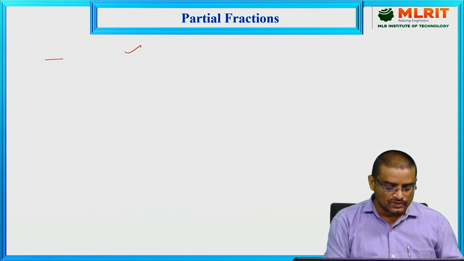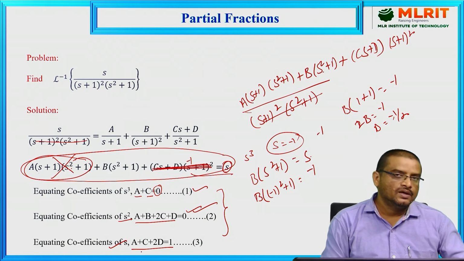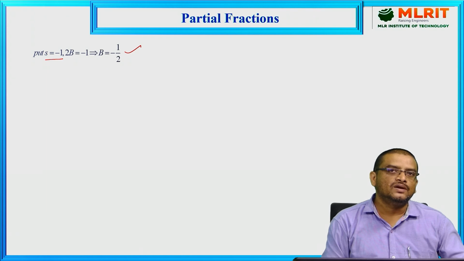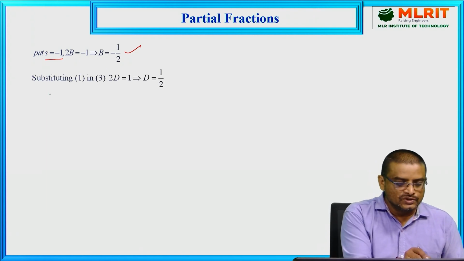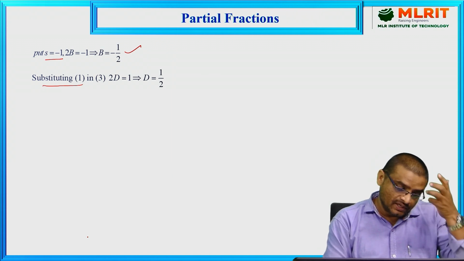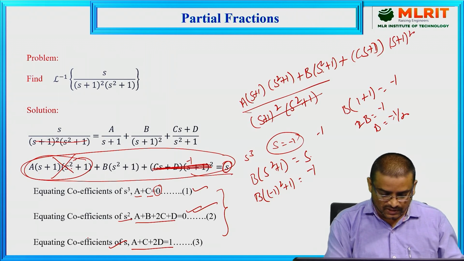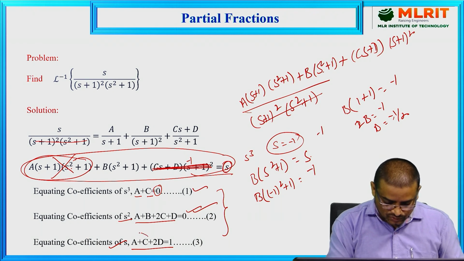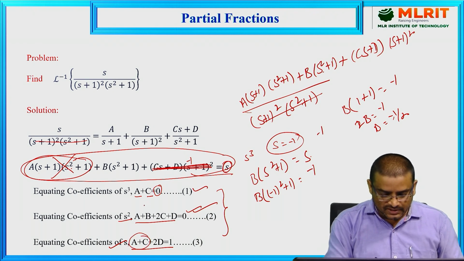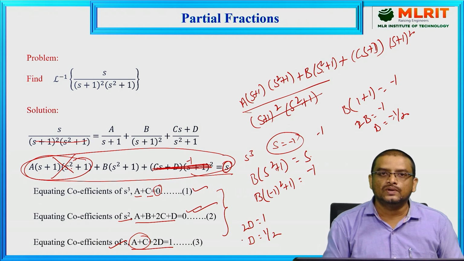Now you substitute that b value in the equations to get the remaining a value, c value and d value. Substituting equation 1 in equation 3. What is our equation 1 here? a plus c is equal to 0. So if you replace a plus c equal to 0, you will get 2d is equal to 1. From this you will get d is equal to 1 by 2.